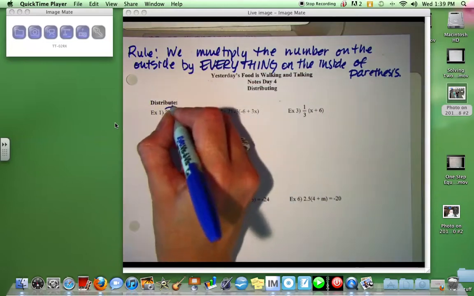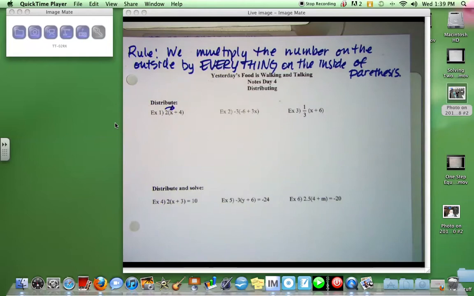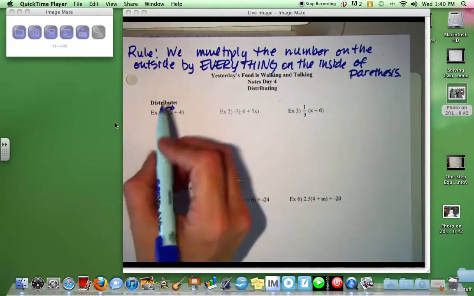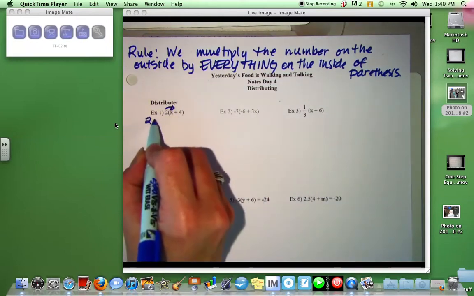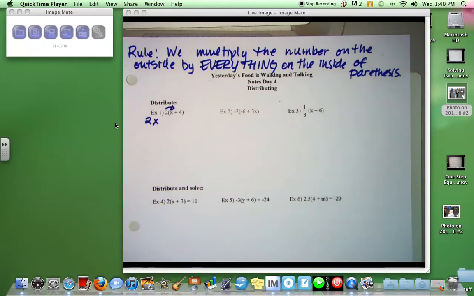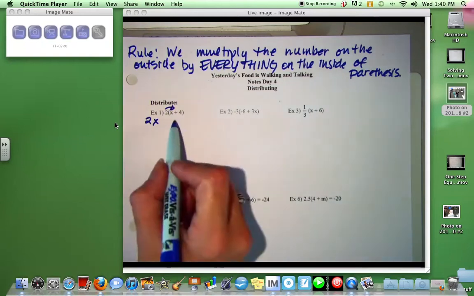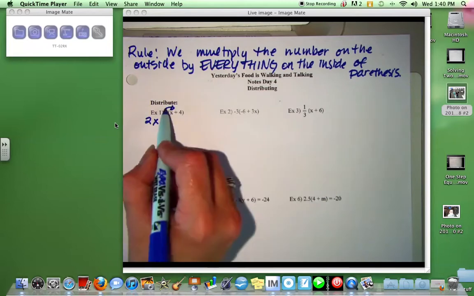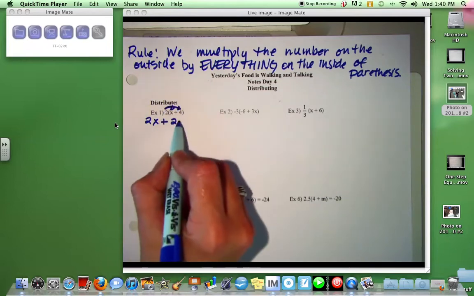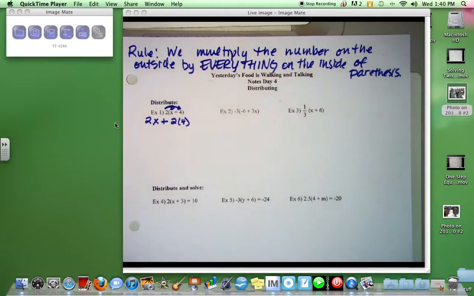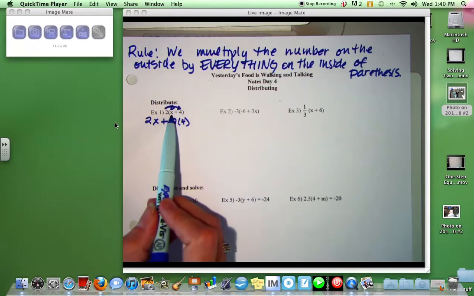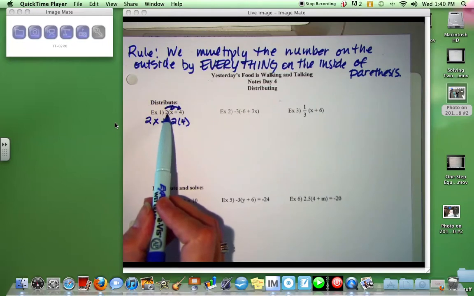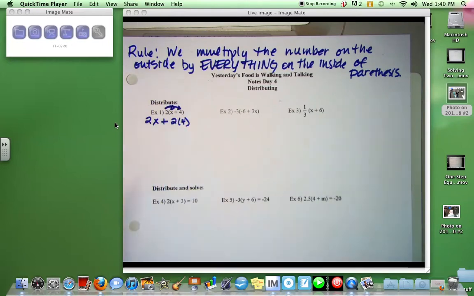So, example 1. And I use arrows to indicate what I'm multiplying. Example 1, I have 2 times x, which we just write as 2x. Bring down the plus sign that's in the parentheses. And then we multiply 2 times 4. Oh, wait. 2 times x plus 2 times 4. I get it. That's it.